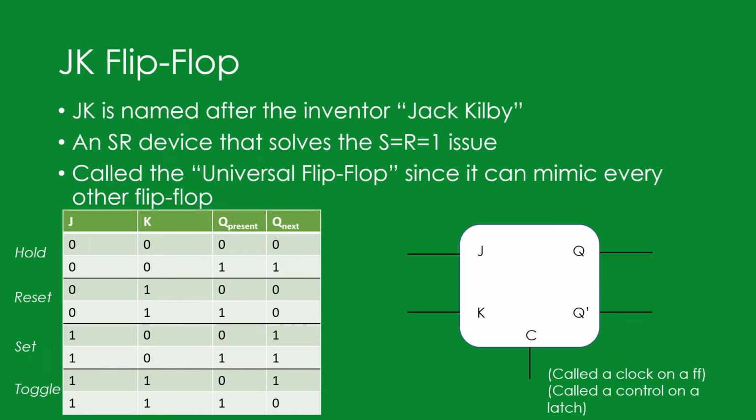The last flip-flop you'll see is the JK flip-flop. It's named after the creator, Jack Kilby, who sought to solve the racing issue from the SR flip-flop. It's sometimes referred to as the universal flip-flop because it can mimic every other flip-flop we've seen either inherently or with some clever connection configurations. Its excitation table is the same as the SR flip-flop, except it replaces the forbidden state from before with a toggle function, which works the same way as the T flip-flop.